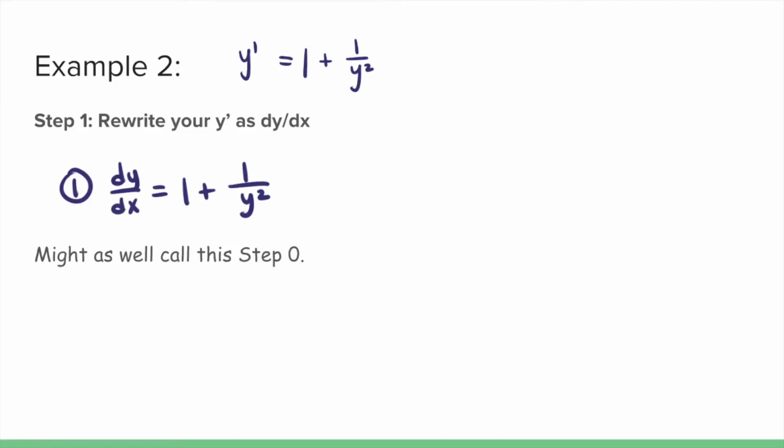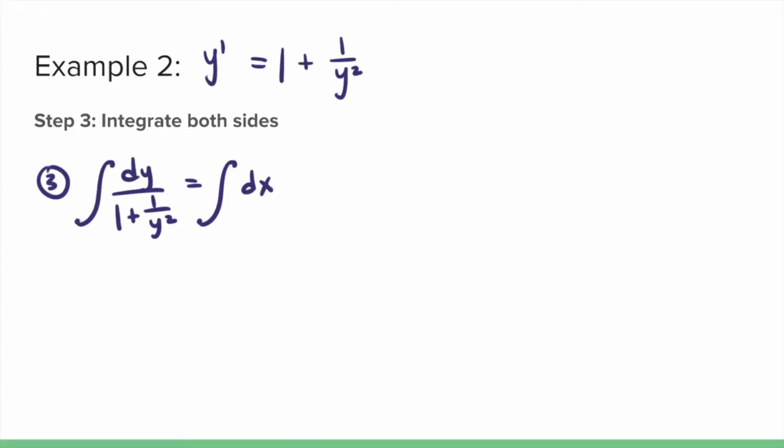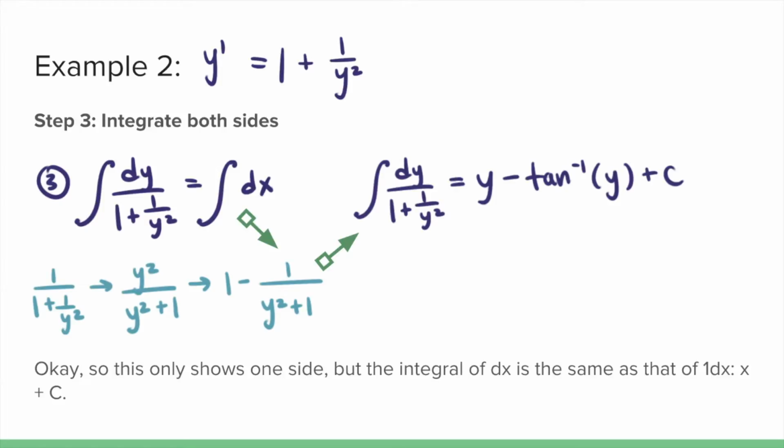Change y prime to dy dx. Now cross multiply and divide to collect like-ish terms on a side. And now integrate both sides. But wait, we can't integrate 1 over quantity 1 plus 1 over y squared. Or can we? Yes, we can.